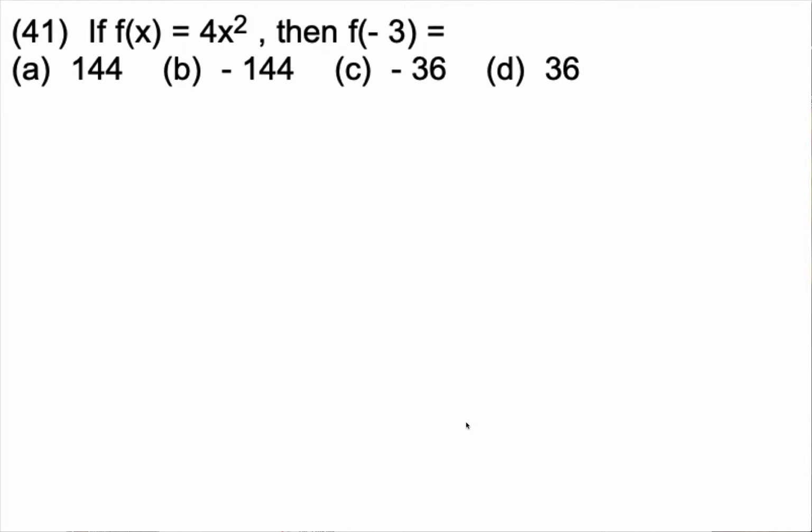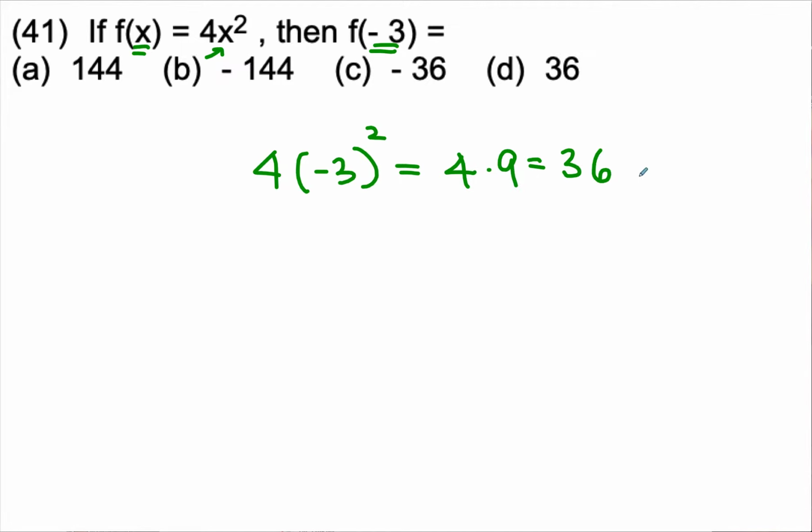The next part here, number 41 through 45. So when they say f of x equals 4x squared, and they were looking for f of negative 3, this basically means you have to plug in negative 3 in place of x. Then what we end up getting is 4 times negative 3 squared. What is that equal to? That's equal to 4 times 9, which comes down to 36. So therefore, 36 becomes our answer.